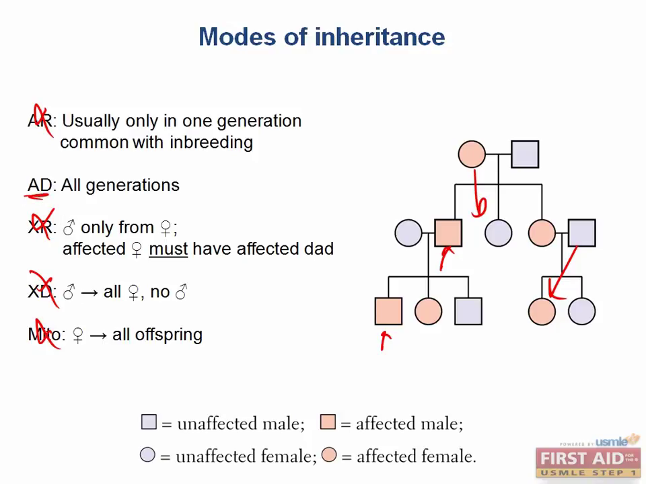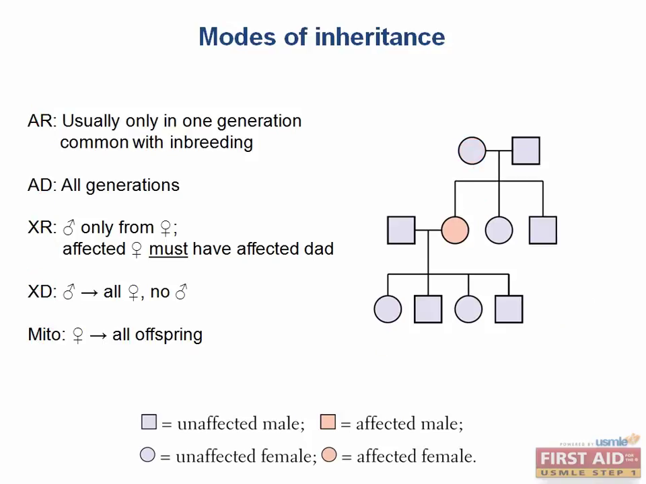Alright, I'll do just one more. So in this case, only one generation is affected. And as far as the Step 1 exam is concerned, this will pretty much always mean that it's autosomal recessive.